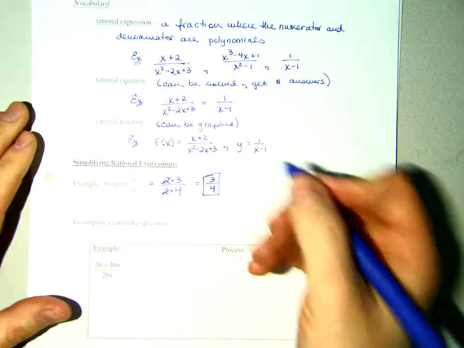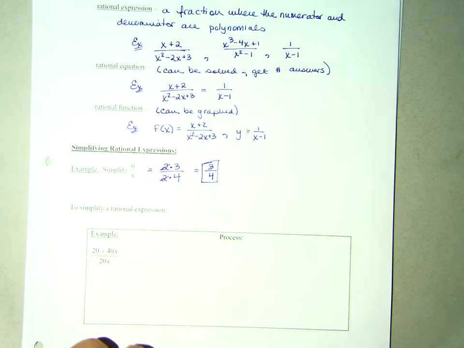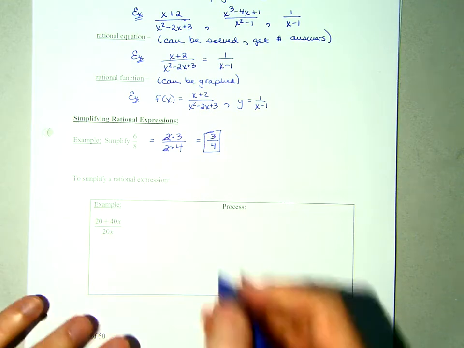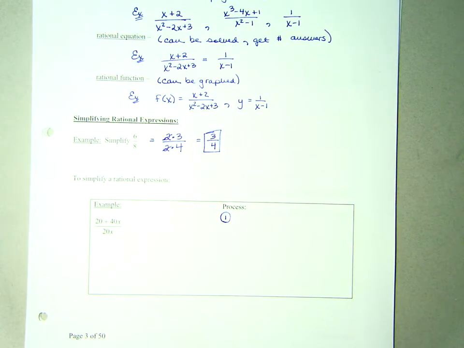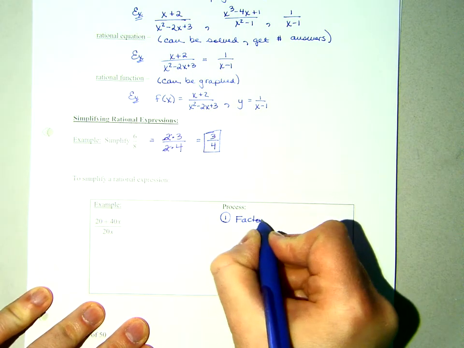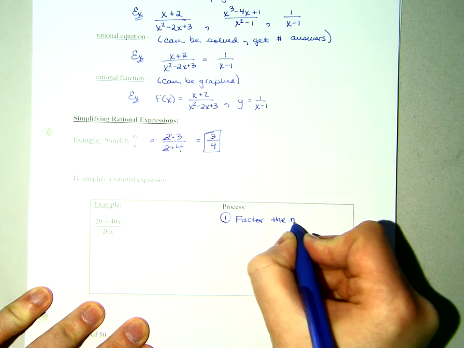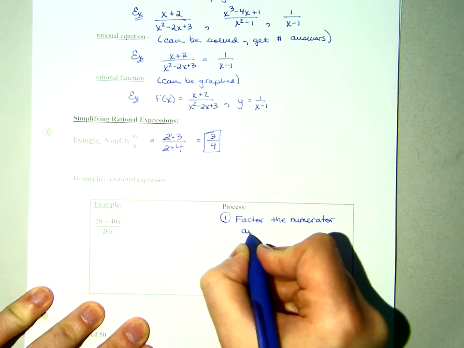I was able to do this because I was able to rewrite the top as a multiplication problem and the bottom as a multiplication problem. And then I just canceled any common factors that they had. So we are going to use very similar ideas with these rational expressions. First one, that's in that box on the bottom. What we need to do is factor the numerator and denominator. Step number 1, factor the numerator and denominator.